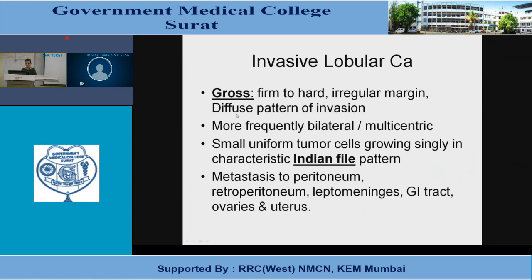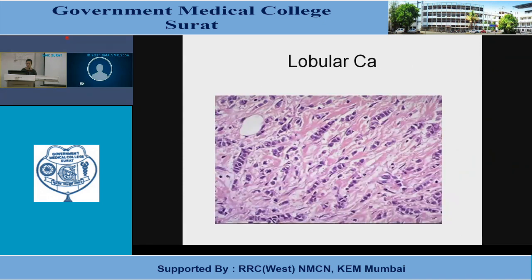Small uniform tumor cells growing singly in a characteristic Indian file pattern. This Indian file pattern is seen in invasive lobular carcinoma, or ILC. It is asked in your exams as well as in MCQs. These tumors metastasize to peritoneum, retroperitoneum, leptomeninges, GI tract, ovaries, and uterus. So this is how a lobular carcinoma looks like.